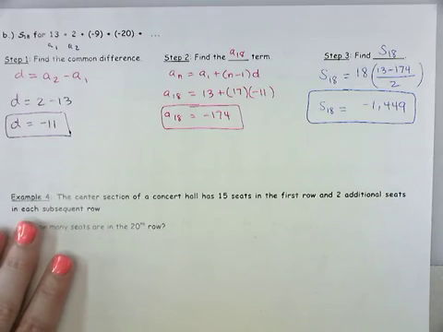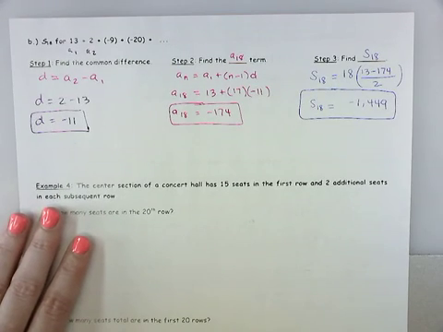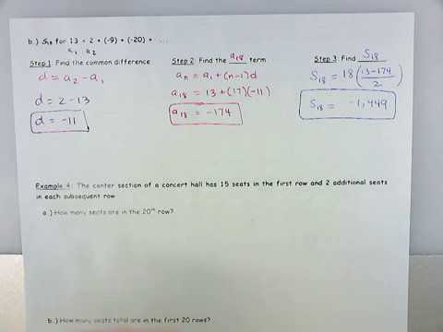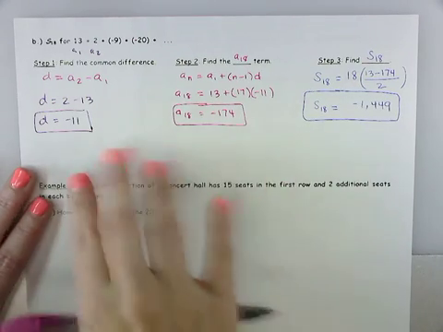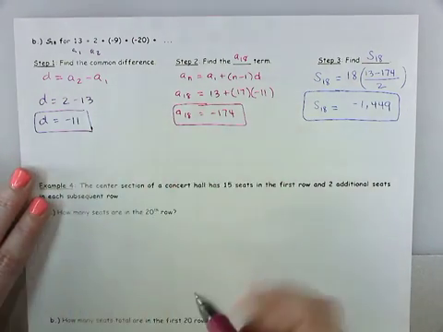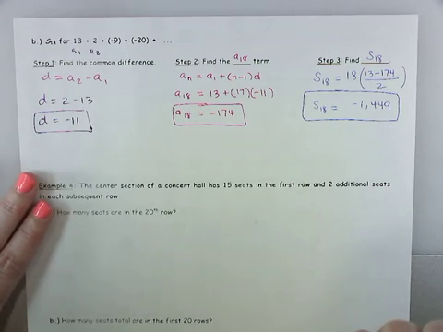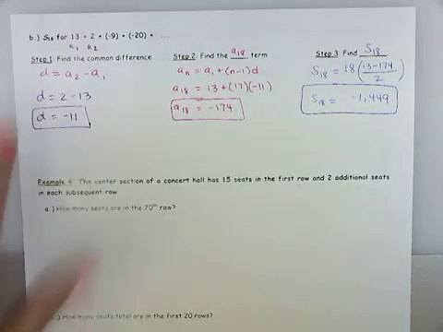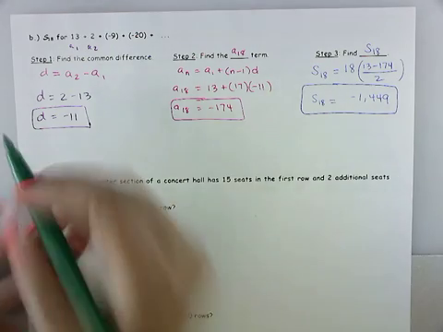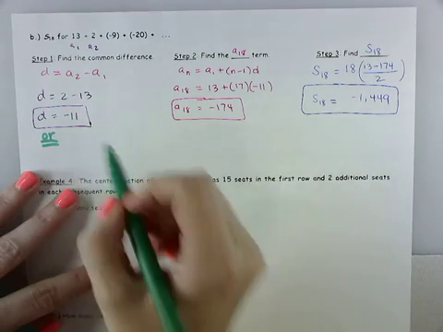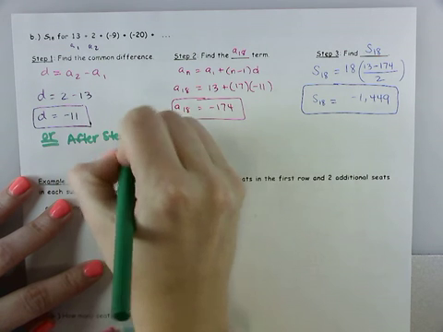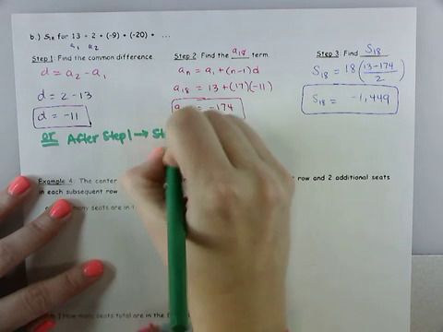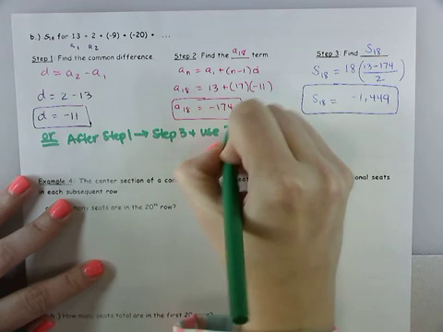Yeah, Kira, I can skip the middle step. This is the way that the book is going to show you, and as we get to some more complicated ones, we are going to end up doing 3 steps. But for this one, you can actually skip this step. So I'm going to write or: after step 1, you can go to step 3 and use the second equation.